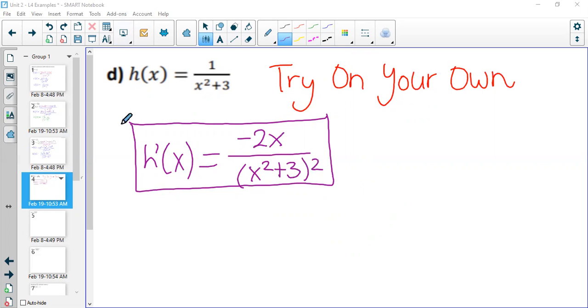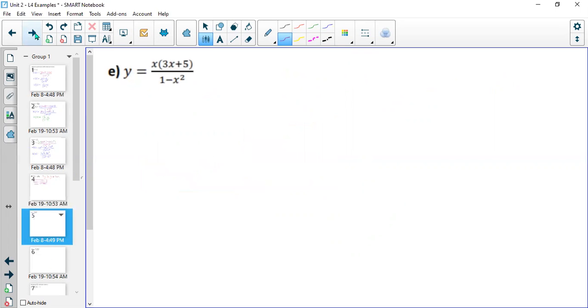For the next example, it might seem a little complicated, but this is another question I want you to try on your own, because we can turn this into a very simple function by expanding the numerator and the denominator. So my numerator is 3x squared plus 5x, and my denominator is 1 minus x squared.